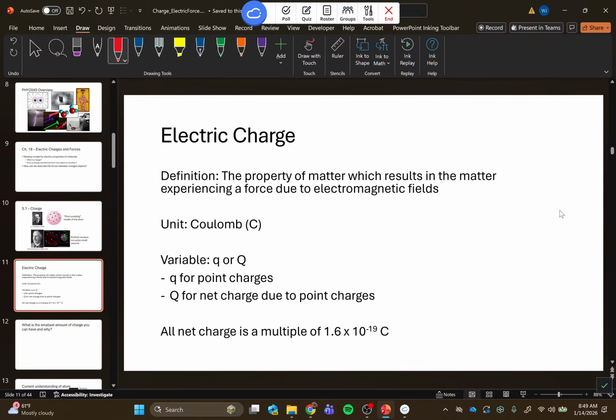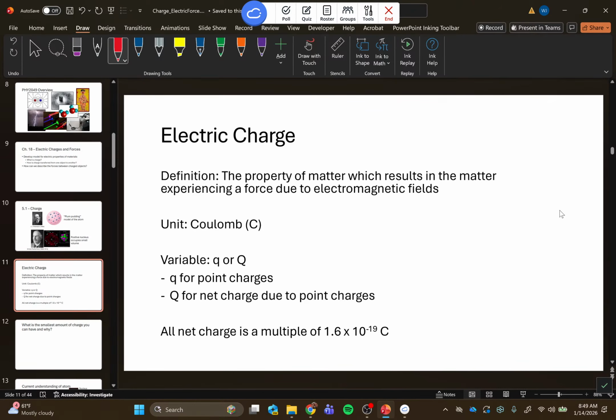So Coulomb is the one for charge, with the symbol C. You're like, why is it Coulomb? Because he discovered it. The variable is Q. Why is it Q? I actually don't know. I have no idea about the history behind it. You might want to say, oh, it's charge, so we use C. But C is used for capacitance. So, we run out of letters.